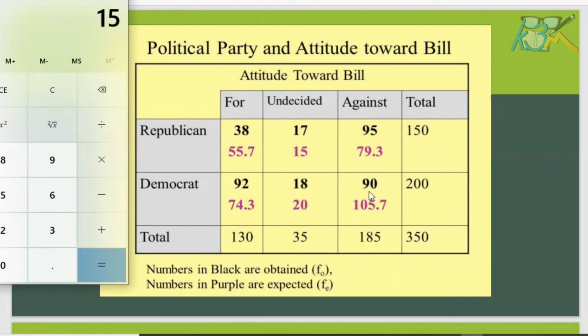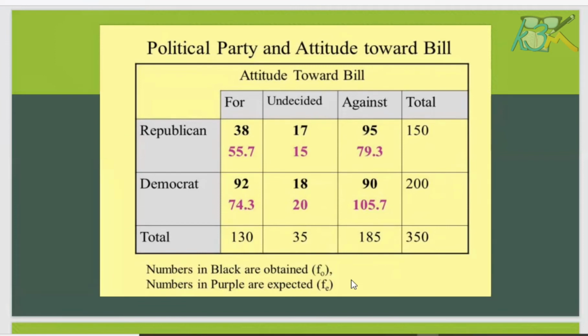So, ito naman, sa 90. So, yan. Bali, 185 times 200. Then, i-divide natin siya sa 350. So, 185 times 200 divided by 350. So, meron tayong 105.7 and so on. Okay? Pag-compute nito.